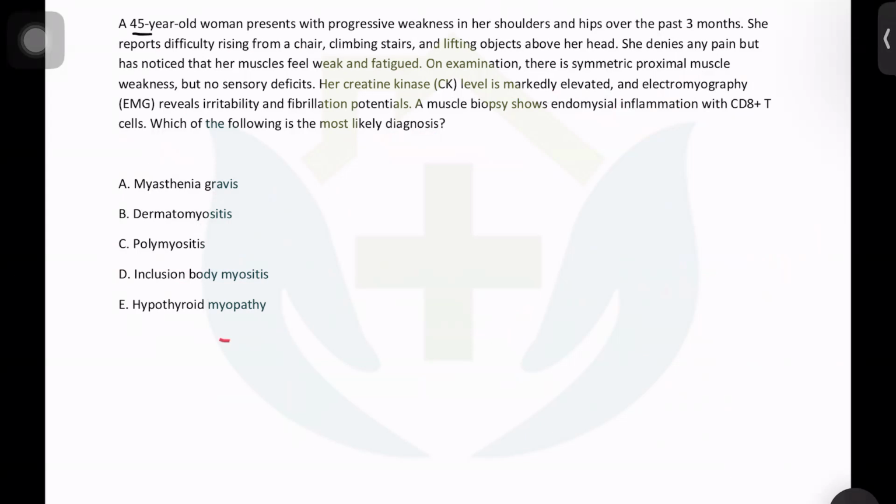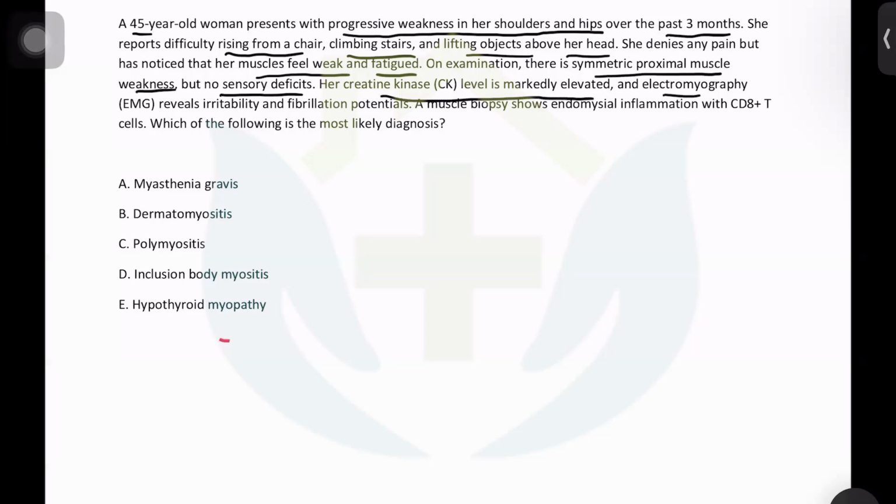A 45-year-old woman presents with progressive weakness in her shoulders and hips over the past 3 months. She reports difficulty rising from a chair, climbing stairs, or lifting objects above her head. She denies any pain, but has noticed that her muscles feel weak and fatigued. On examination, there is symmetrical proximal muscle weakness, but no sensory deficits. Her CK level is markedly elevated, and EMG reveals irritability and fibrillation potentials. Muscle biopsy shows endomysial inflammation with CD8 positive cells. What are we dealing with?